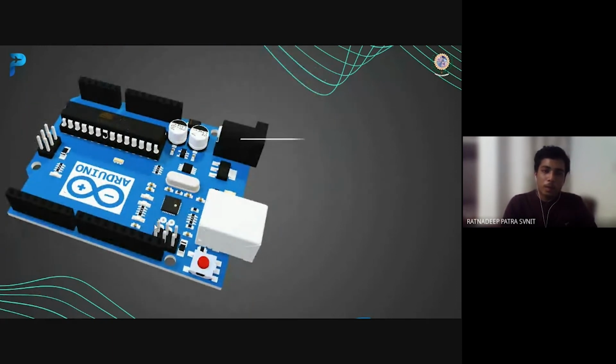So we can also give a DC power supply using this DC power jack. And for programming the Arduino, we basically have to connect the Arduino to our PC using this USB port. Then we can write code in the Arduino IDE and upload it to the Arduino using this USB port. Apart from uploading the program, you can also use the USB port for providing the DC power supply that it requires.